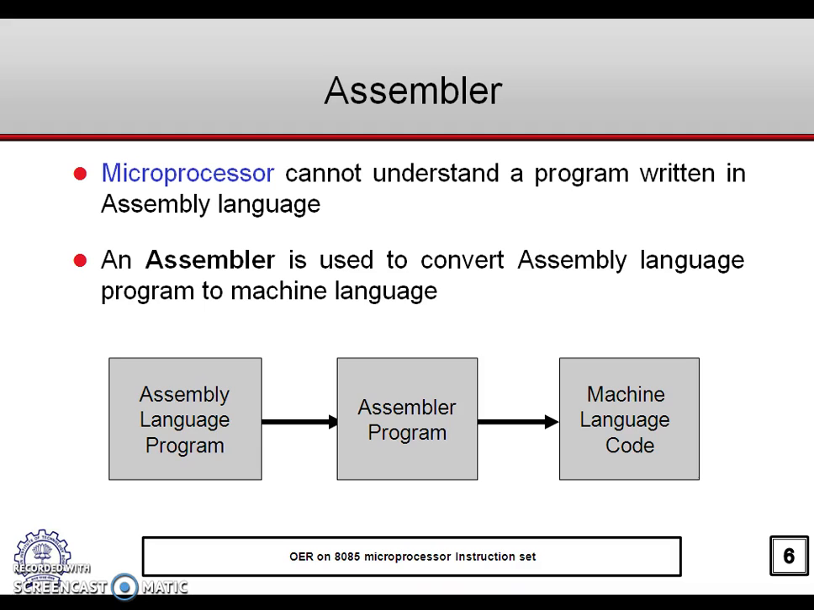Microprocessor cannot understand a program written in assembly language using some editor. So an assembler is needed to convert assembly language program to machine language program, which then can be executed by microprocessor.